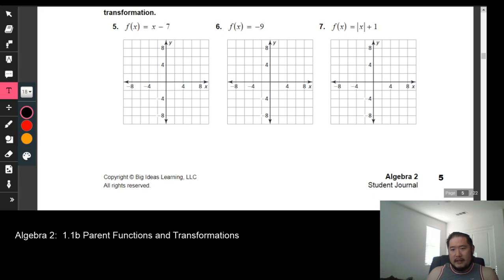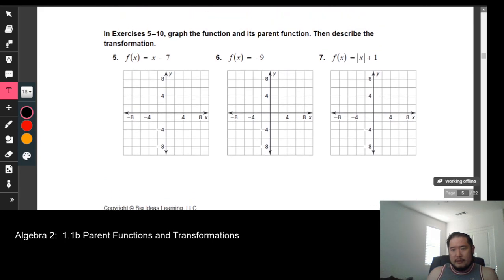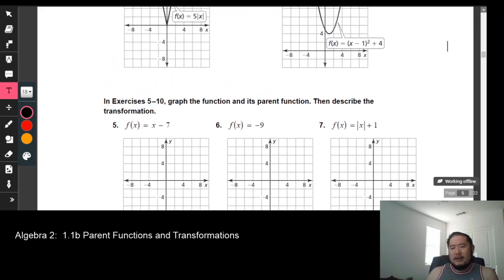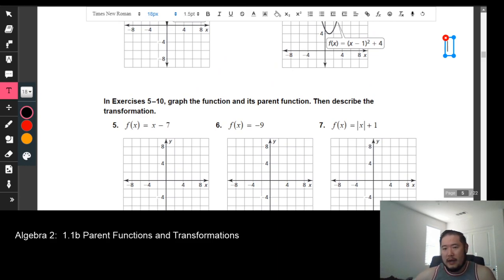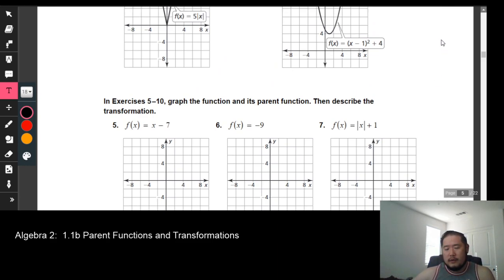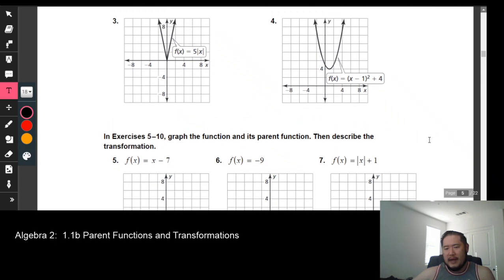quadratic equations and absolute value equations are very similar in their setup and how they react to shifts and transformations. If you look at number 4, right here we have the parentheses, and in number 7 instead of parentheses we have absolute values.